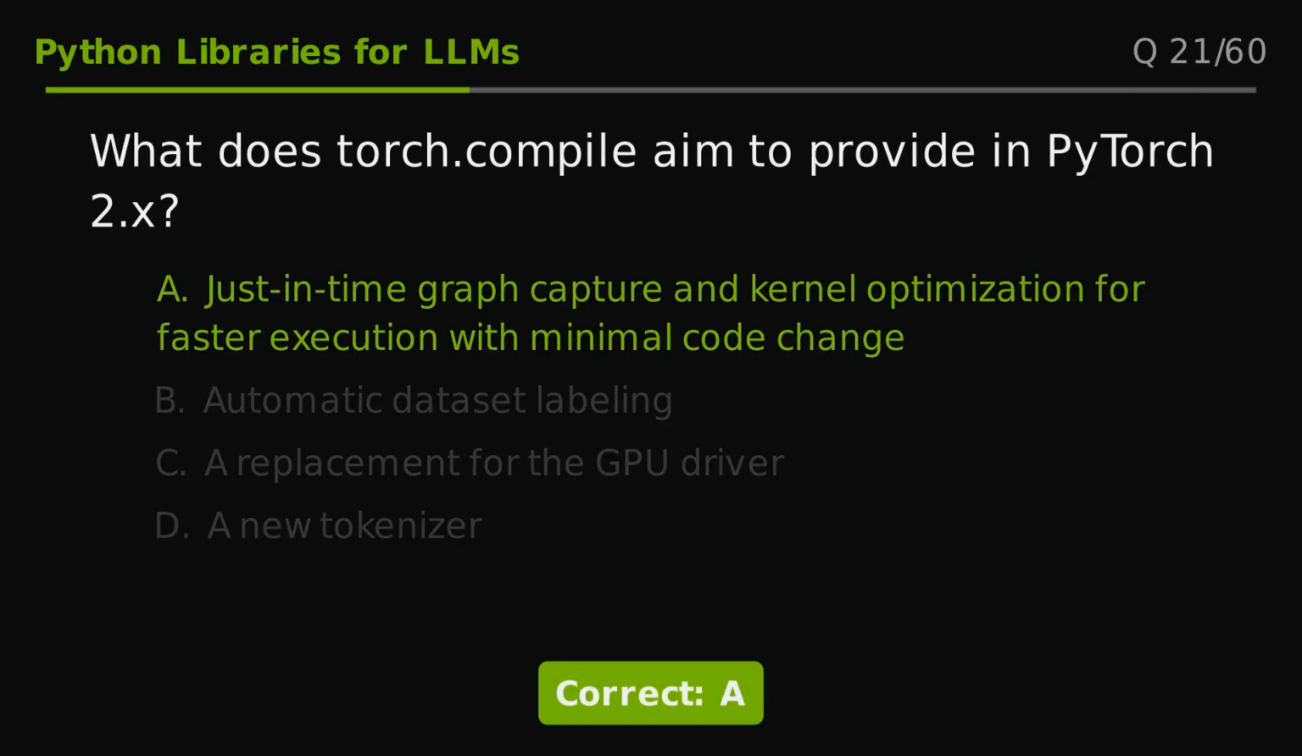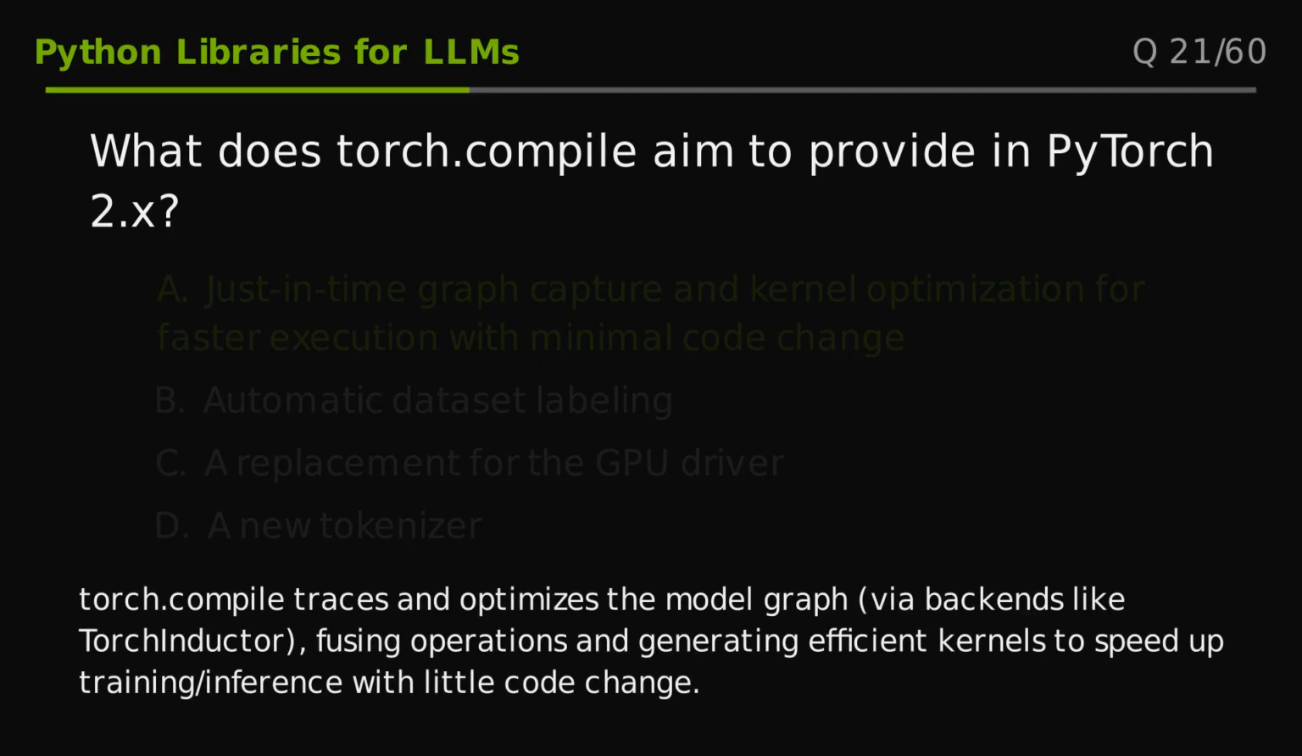The correct answer is A. Torch compile traces and optimizes the model graph via backends like TorchInductor, fusing operations and generating efficient kernels to speed up training and inference with little code change.